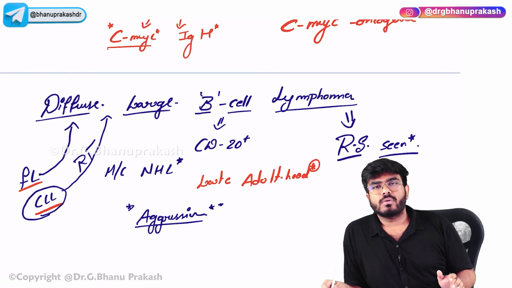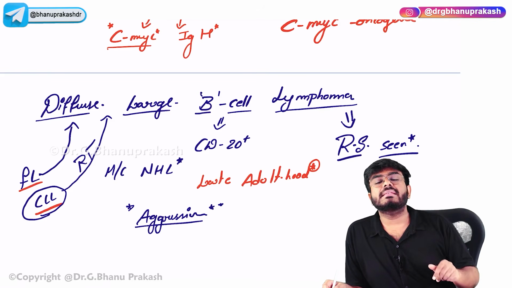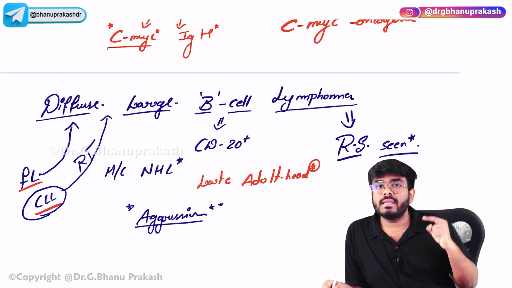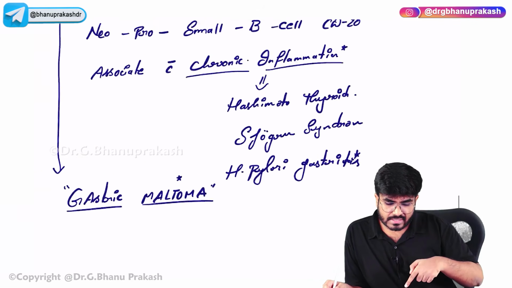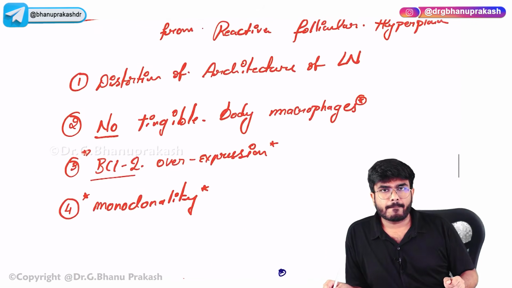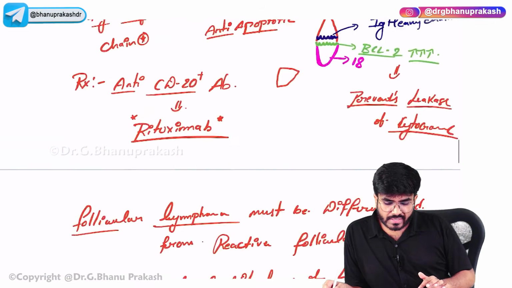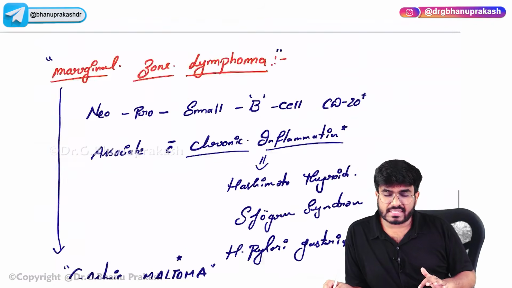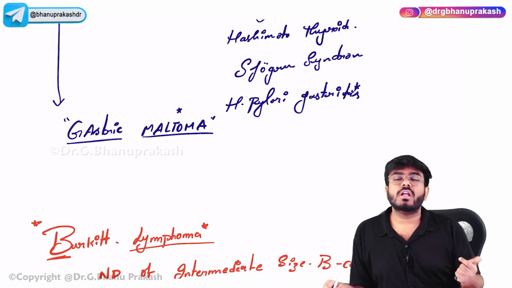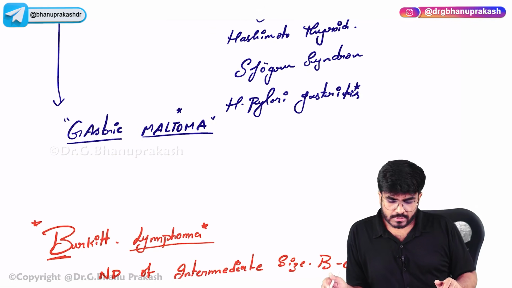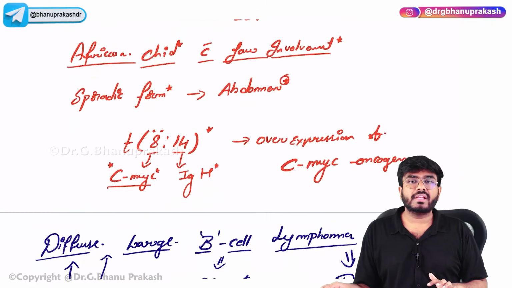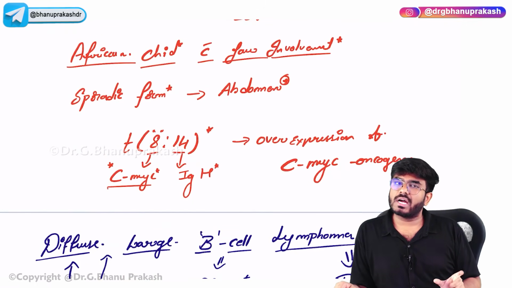Leukemic phase is not seen in Hodgkin's lymphomas, but in non-Hodgkin's lymphomas, whatever I have discussed, leukemic phase can also be seen. Most of the time, these non-Hodgkin's lymphomas have extranodal involvement. So with this, non-Hodgkin's lymphomas are completed. In the next video, I'll be discussing Hodgkin's lymphomas.